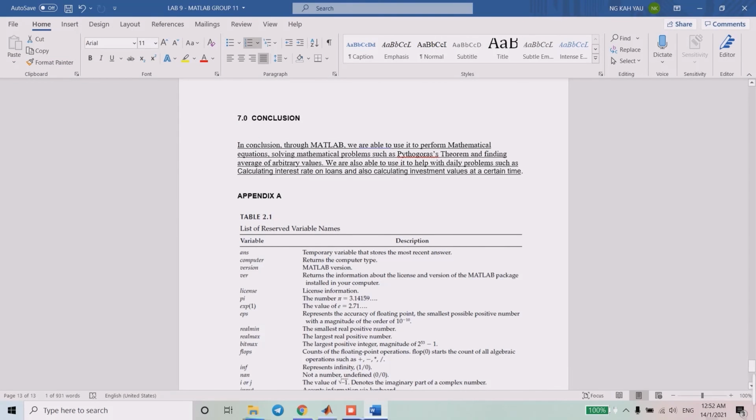So this is the conclusion. Through our Matlab work just now, we can see that we are able to perform mathematical equations, find the Pythagoras theorem, find the average, and use it to help with daily problems such as calculating interest rates on loans and calculating investment values at a certain time. This might help us in the future if we want to use Matlab again, and for our mini project it's going to be important to plot graphs and so on. So that is all from me. Thank you very much.